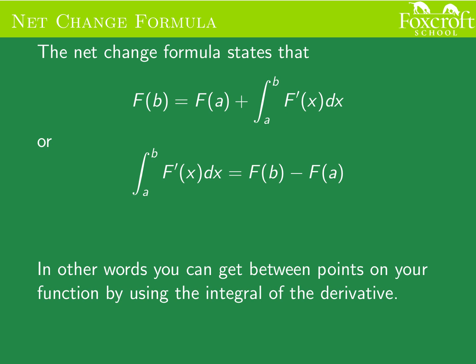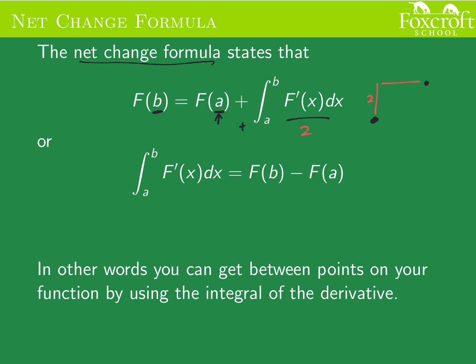So the formula is called the net change formula. It says, if I start at a, my function value when I plug in a, and I add the integral from a to b of its derivative, that gets me to my function value at b. So if I start at this point, and I know the integral from a to b of the derivative is, say, 2, then when I get to f of b, it's going to be 2 higher.